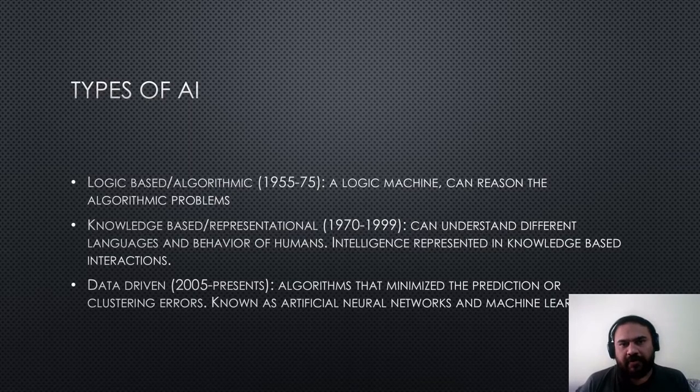In 2005 onwards, new types of AI started developing, that is data driven. Algorithms that minimize the prediction or clustering errors are known as artificial neural networks and machine learning.